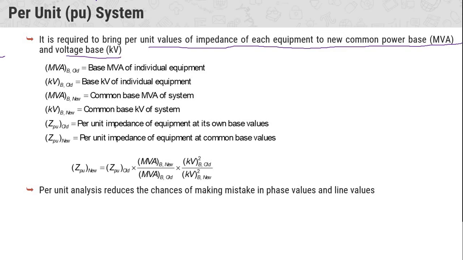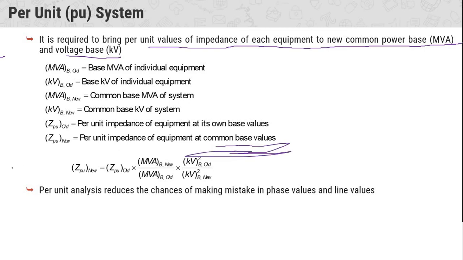Now MVA base old is equal to the base MVA of individual equipment that is given in the example. kV base old is the base kV of individual equipment. MVA base new is equal to a common base MVA of the system. kV base new is equal to the common base kV of the system. ZPU old is equal to the per unit impedance of equipment at its own base value, and ZPU new is equal to the per unit impedance of equipment at the common base value.